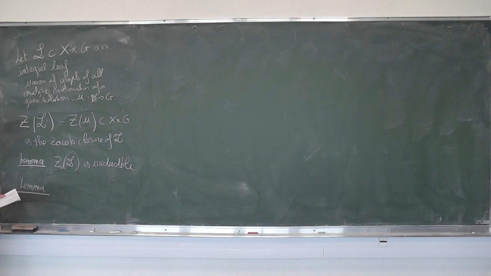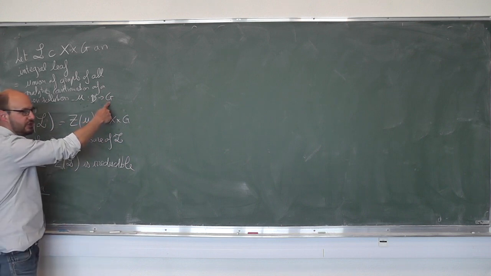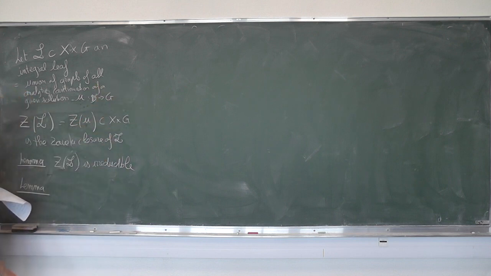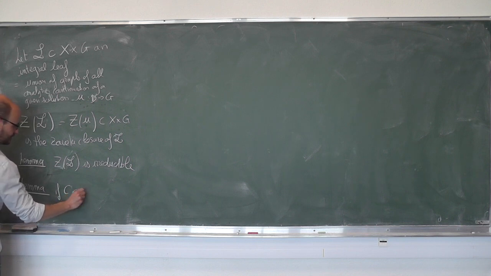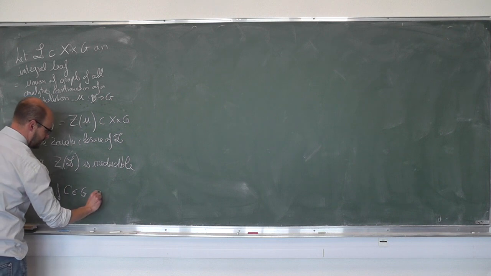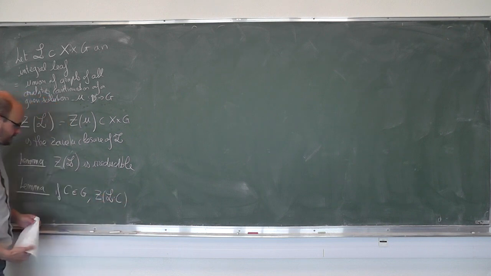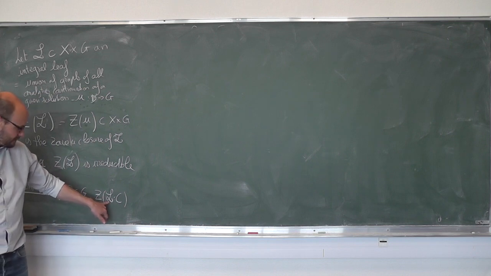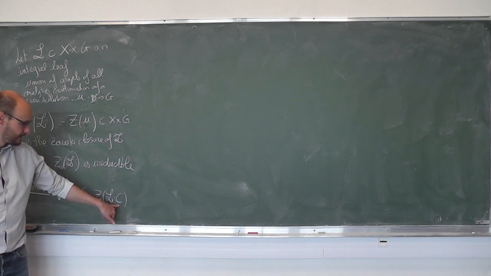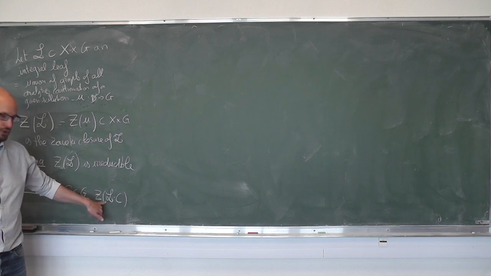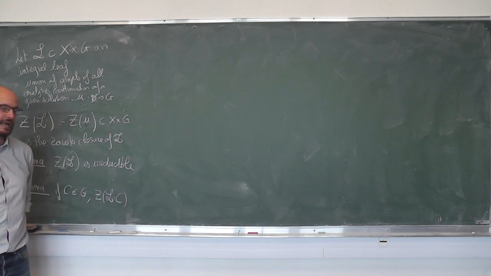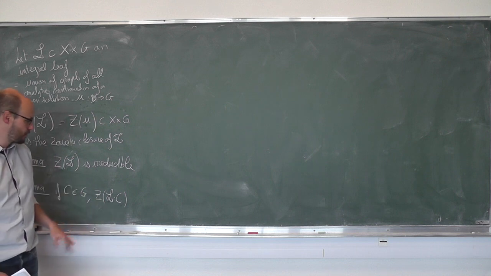Second lemma, which has something to do with the action of G on G by the right. If you take a matrix C in G, meaning a constant matrix, then the Zariski closure of the graph of this solution is a new solution obtained from this one by right multiplication by a constant matrix.